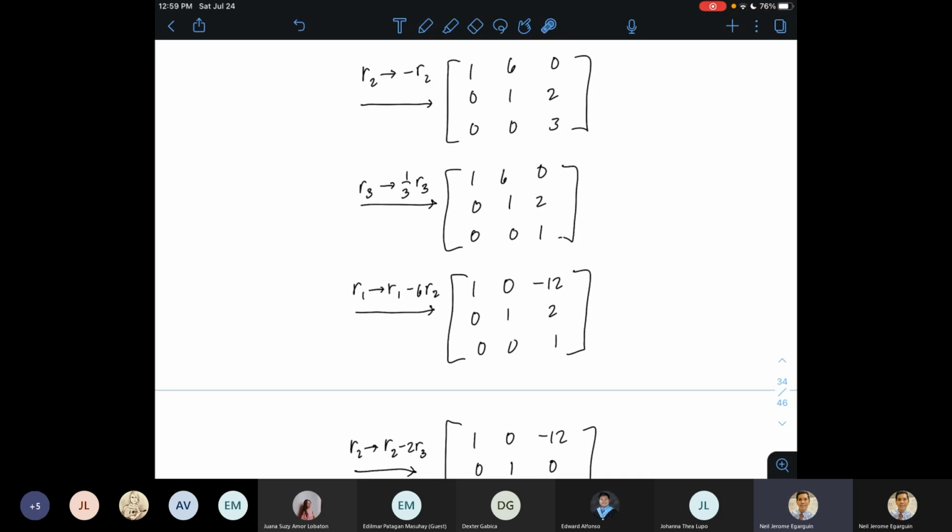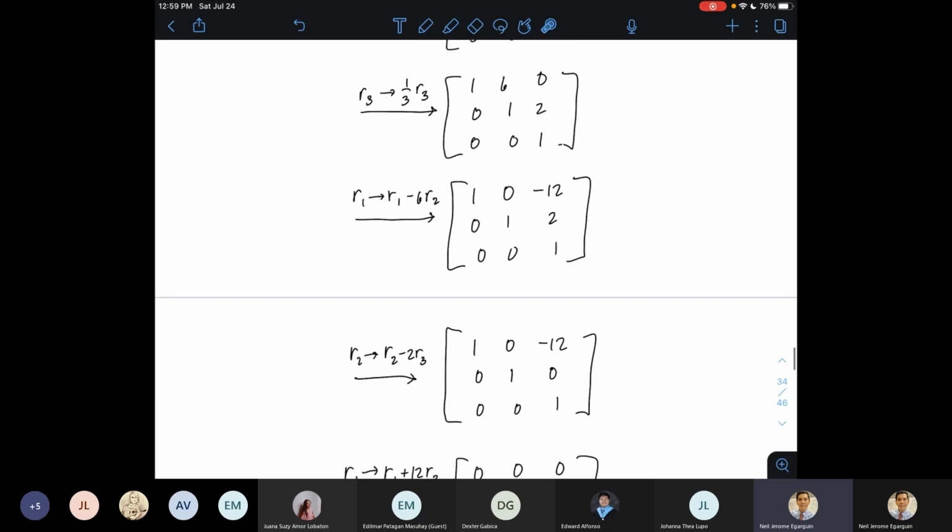And since we are just changing the first row, copy ko lang yung second and third rows. Alright? And then ano pa yung problema? Oh, meron ako leading entry dito. So dapat lahat nung nasa third column ay magiging 0 except for this one. Kasi if you have a leading entry, all other entries in that column must be equal to 0. So kailangan ko itong i-0, kailangan ko itong i-0.